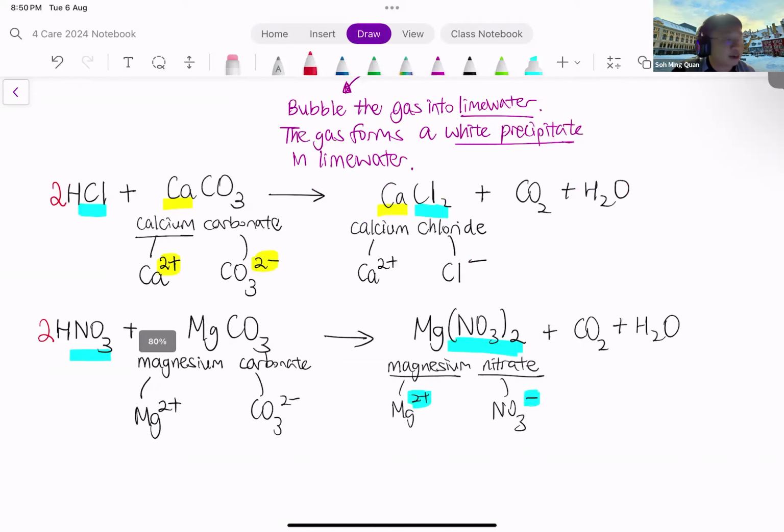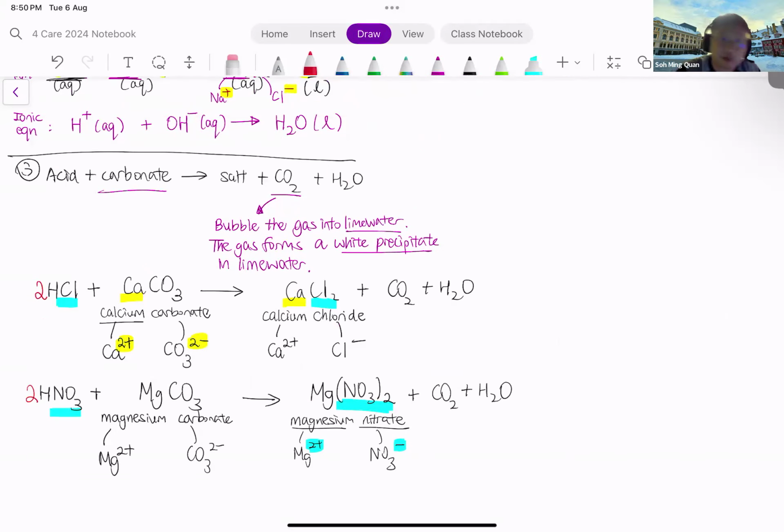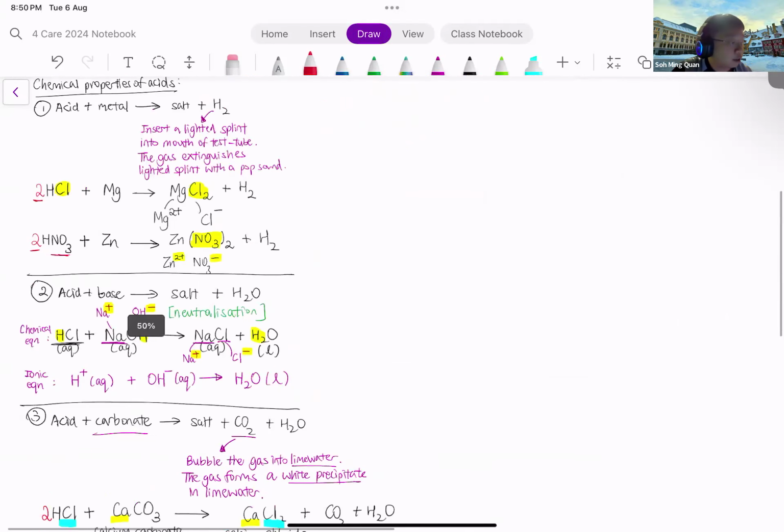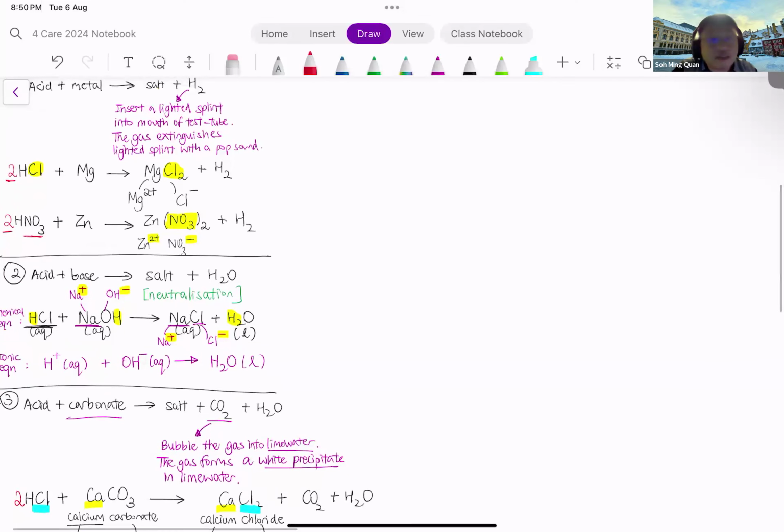Now, look back at the equations that you have written. You have written many, many equations. Now, before we go on to bases, look at chemical reactions 1, 2, and 3. There is a similarity between 1 and 3. Reaction number 1 and 3 are similar because acid plus metal and acid plus carbonate, they both produce a gas. Acid plus metal forms hydrogen gas. Acid plus carbonate forms carbon dioxide gas.